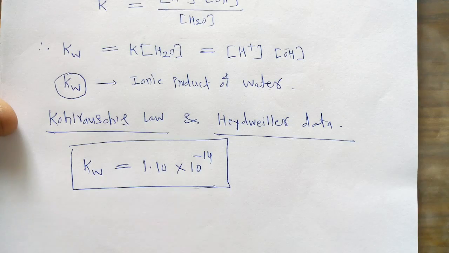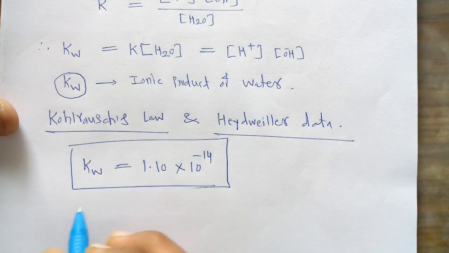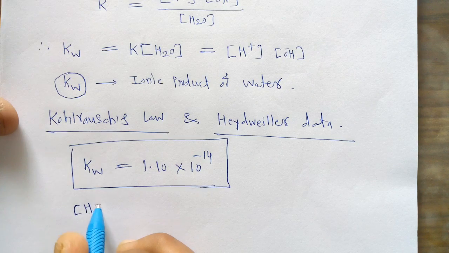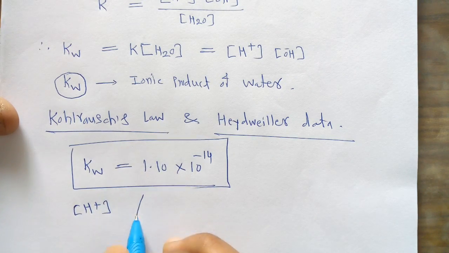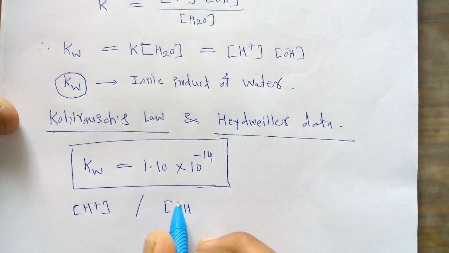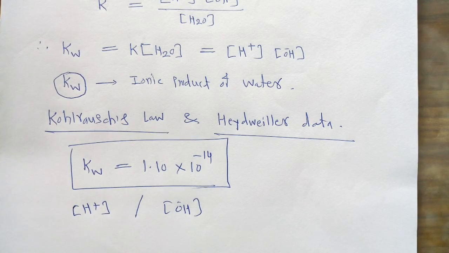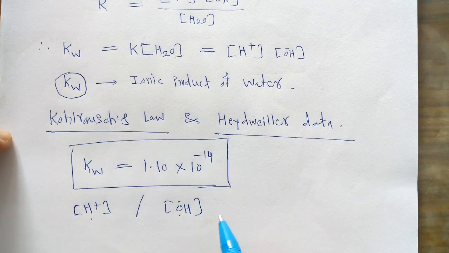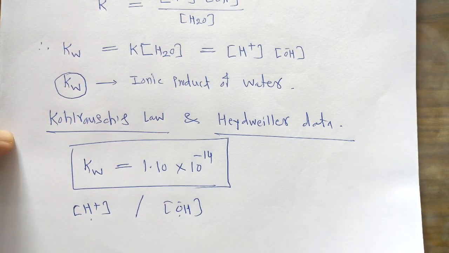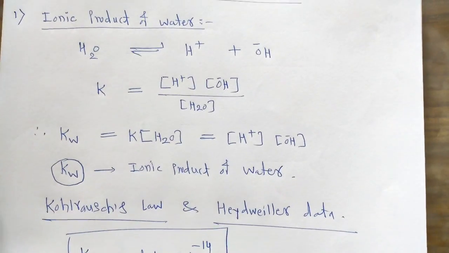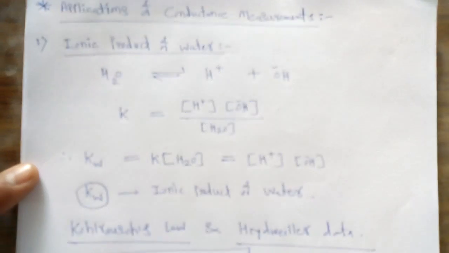so from this ionic product of water we may calculate the concentration of H+ or the concentration of OH- from the solutions. So this ionic product of water value is very important as far as the determination of the concentration of H+ and OH- ions from a solution is concerned. So this is the first important application of conductance measurements, called the ionic product of water.